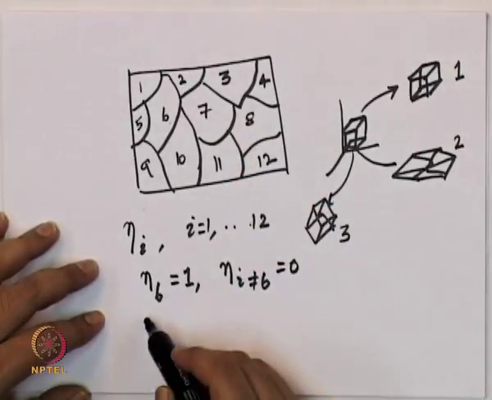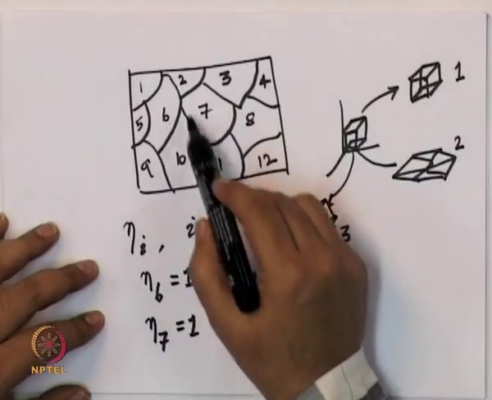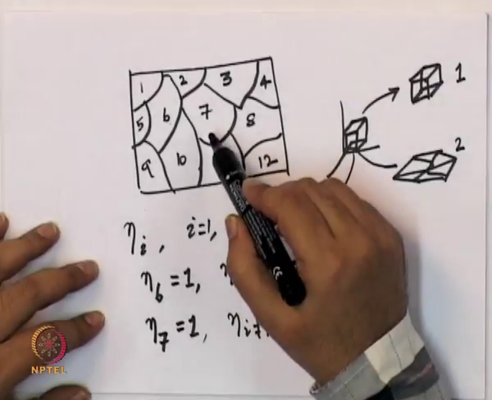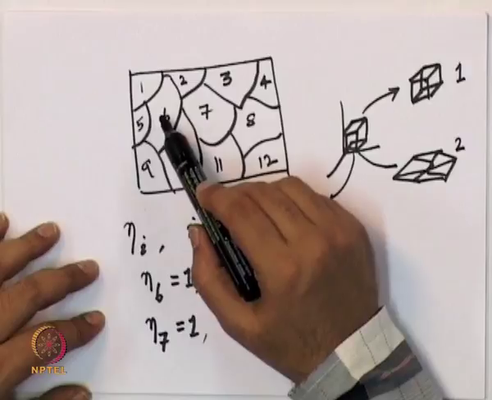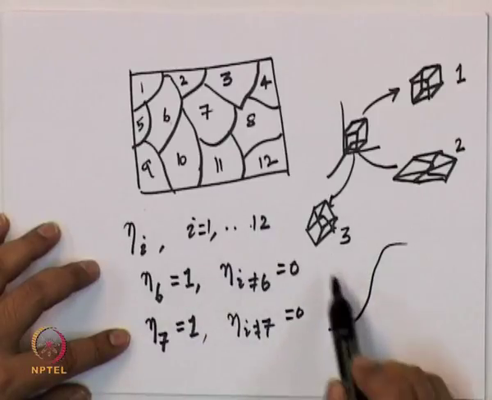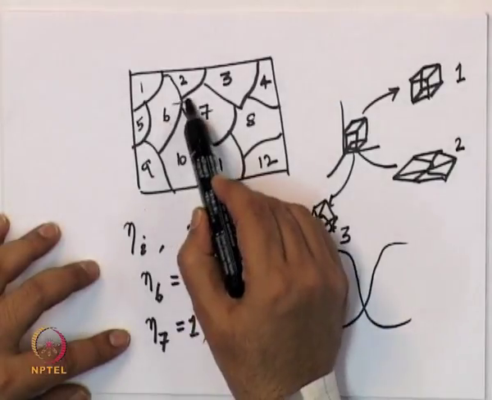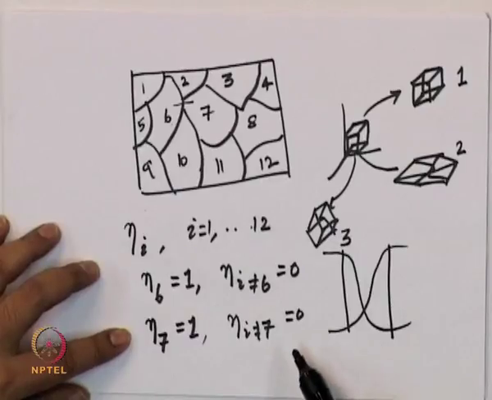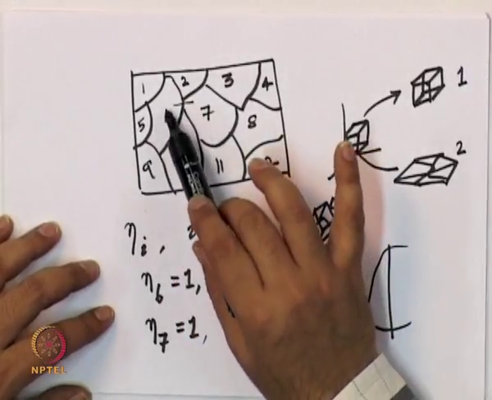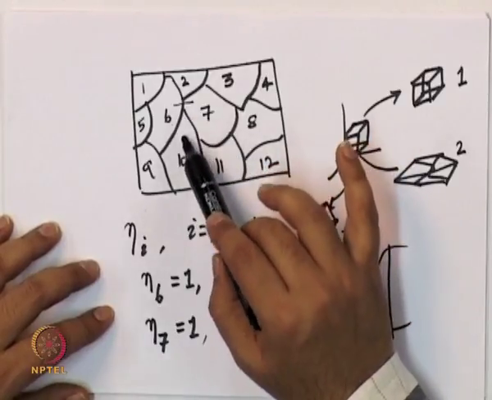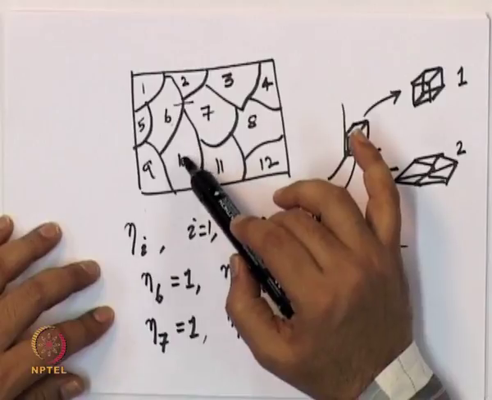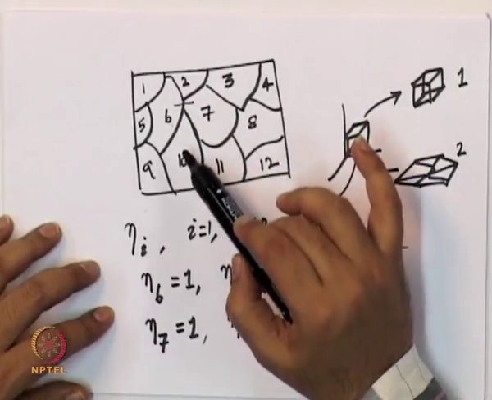Similarly, in this region, eta_7 will be 1, and all the other eta which are not equal to 7 will be 0. The interface between 6 and 7 is a region where eta_7 will go from 1 to 0 and eta_6 will go from 0 to 1. So, in the bulk, the corresponding order parameter will be unity, and the rest of the order parameters will be 0. In the boundary, depending on what the boundary is, suppose it is a triple junction between 10, 7 and 6, then eta_10, eta_7, eta_6 are all going to have non-zero values at this point. Between 10 and 7, only eta_10 and eta_7 will be non-zero, and the rest will all be 0.